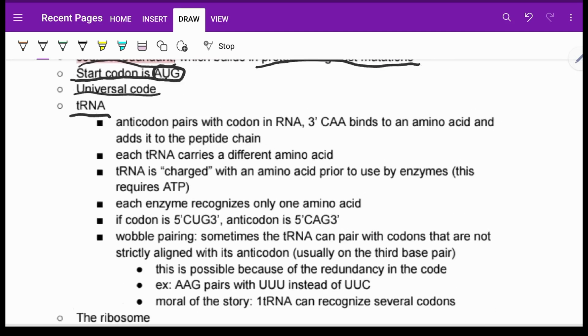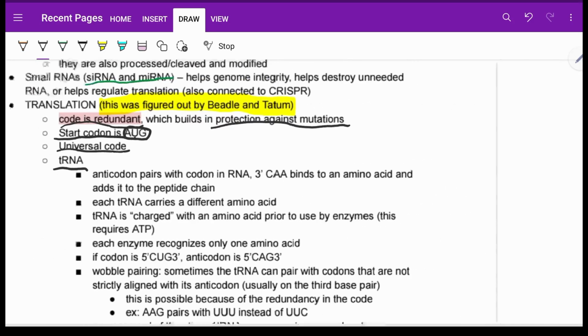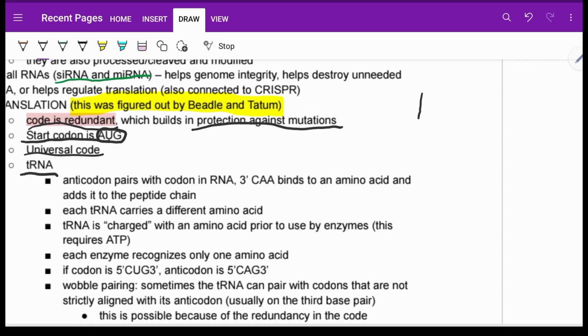tRNA is a little thing. It's like a clover that looks like this. Very badly drawn, as per usual. But right here is where the codon is. It will be three base pairs. And then here we have CAA. This CAA is really important. It binds to an amino acid and adds it to the peptide chain.